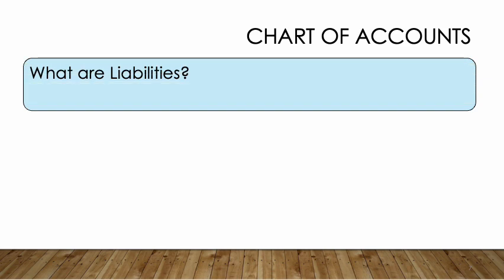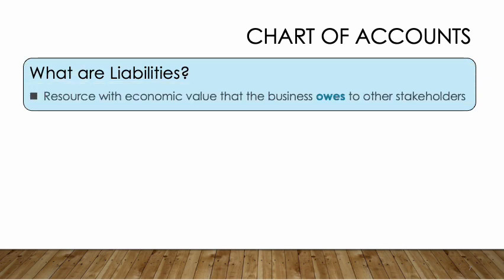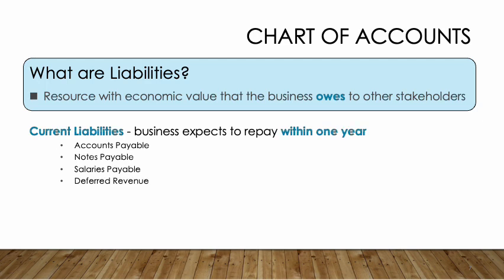Now let's move on to liabilities. Liabilities are resources with an economic value that the business owes to other stakeholders. So these are, in a sense, debts. The first category of that is current liabilities, any expenses that the business expects to pay within 1 year.